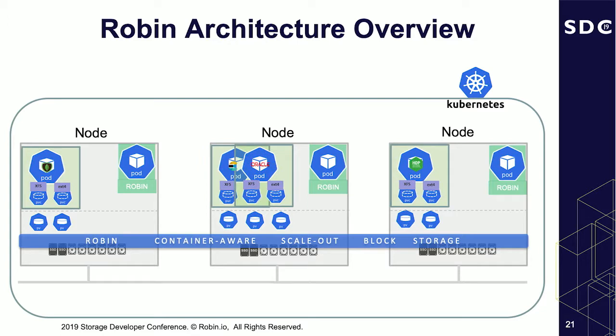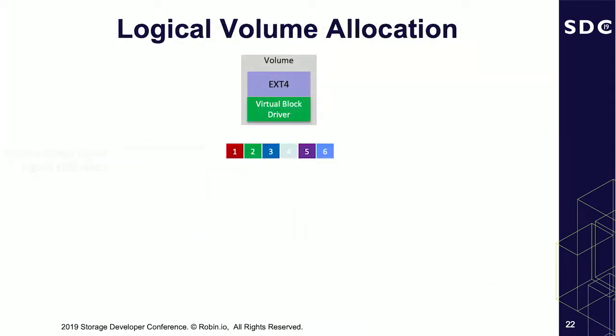These pods have all the interface. They look like regular storage pods that are deployed for any application, but underneath, the Robin software is able to provide the software features to make it all seamlessly integrate with Kubernetes, right? So what does Robin do?